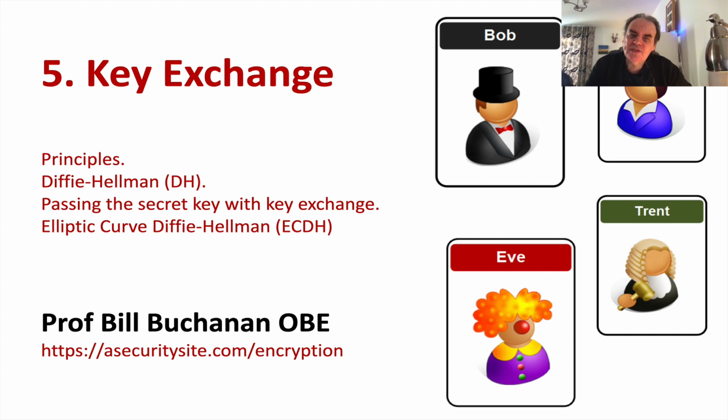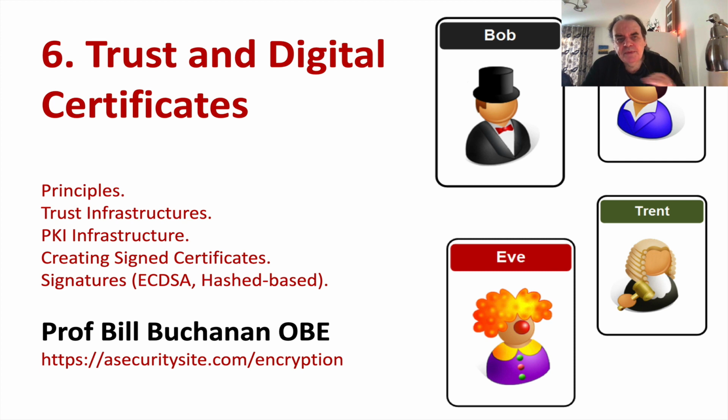Then we'll move on to key exchange, a very important area where Bob and Alice can communicate and they end up with the same shared key at the end of it, and Eve can't tell what that shared key is. As part of that, we'll be looking at the Diffie-Hellman method, which many systems are built on, and then how we can use more modern methods such as the elliptic curve Diffie-Hellman method, which is used in most key exchange methods now. From there, we'll be looking at PKI and trust infrastructures, especially looking at digital certificates and how we can use them to create our public key infrastructure and create signatures.